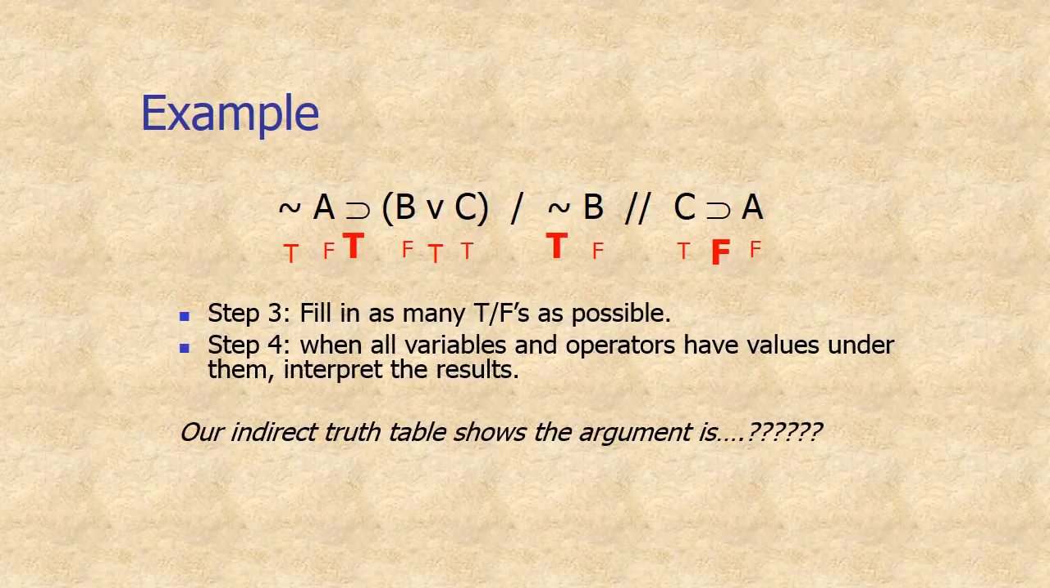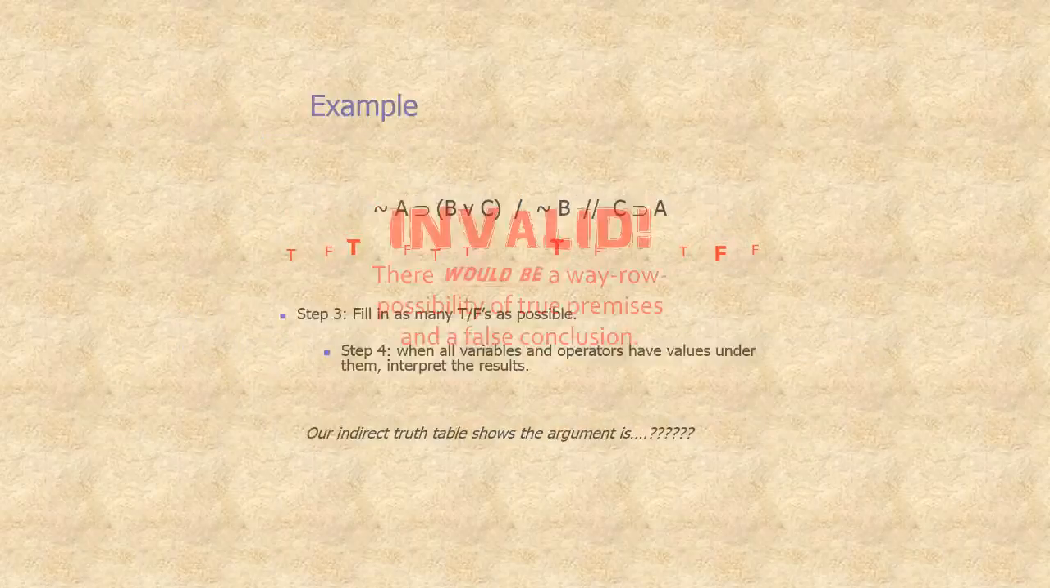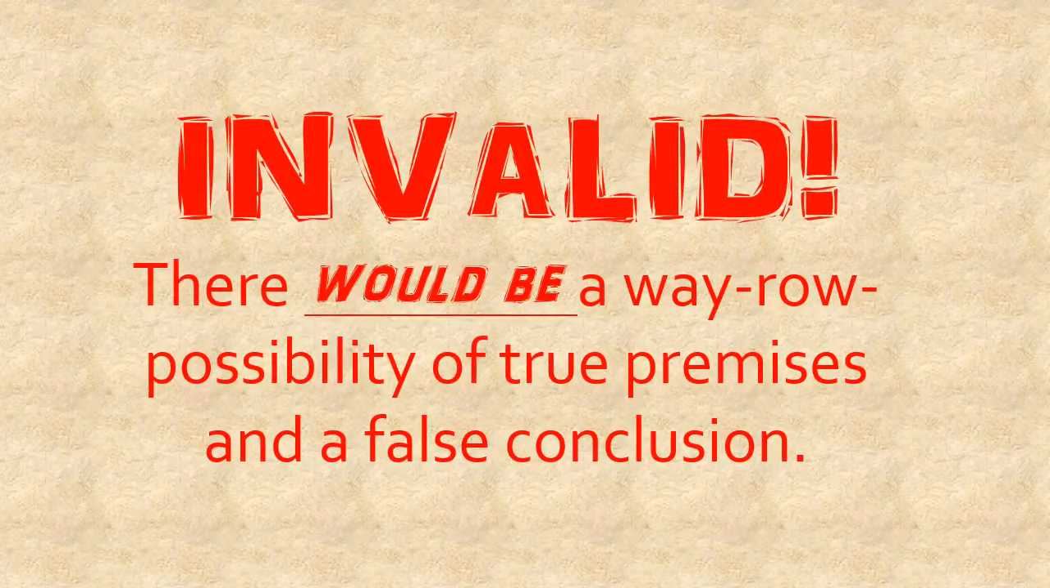How do you do that? Well, this truth table shows that the argument is invalid. There would be a way, row, or possibility of the premises being true and the conclusion false. I constructed that very consistently.